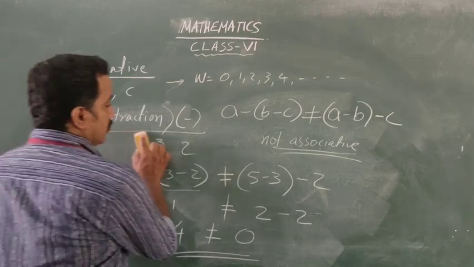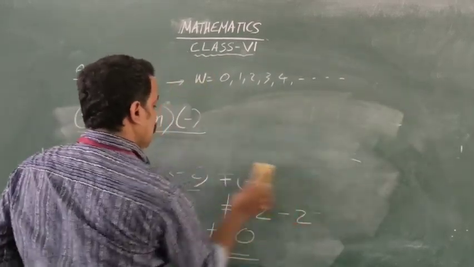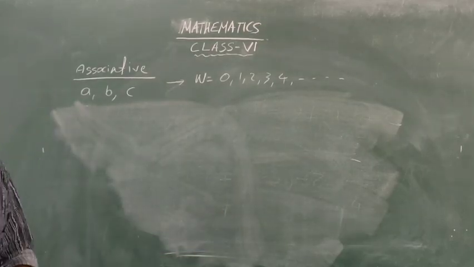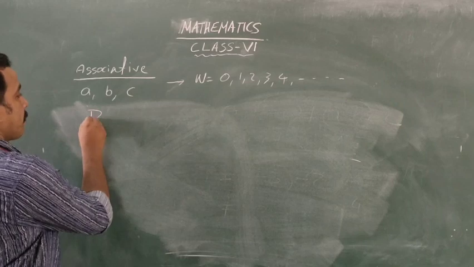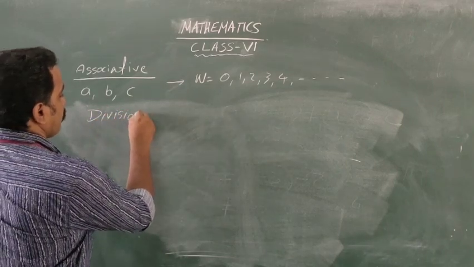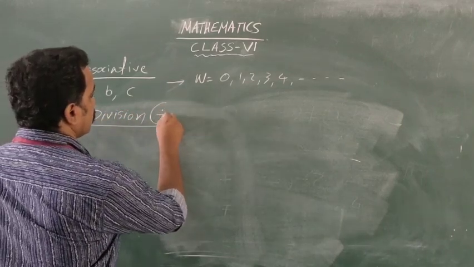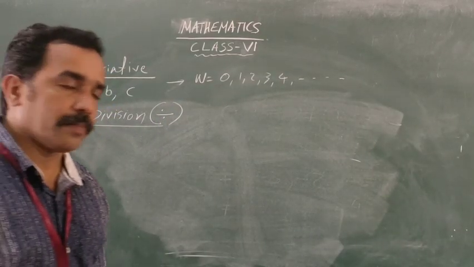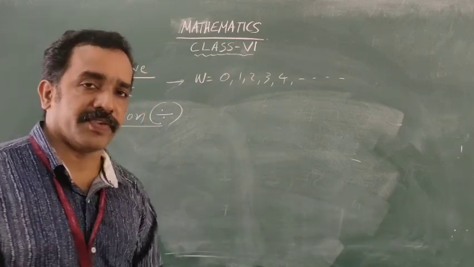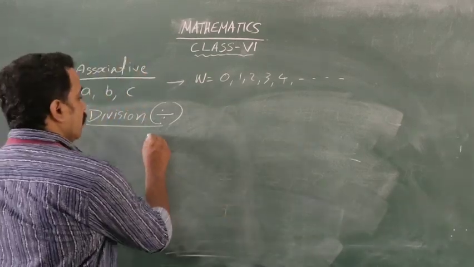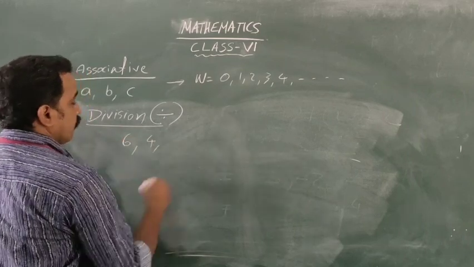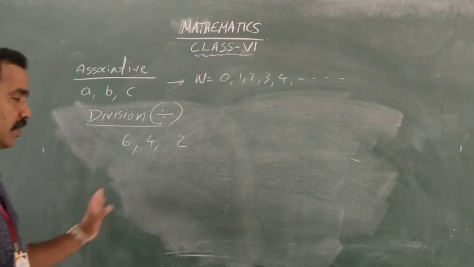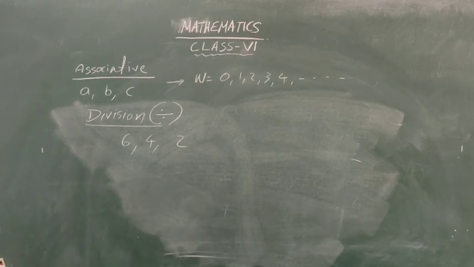Addition, multiplication we already saw, it is associative. Now see the next operation, division. This is division. In case of 3 whole numbers a, b and c, any 3 whole numbers we can take. Let us take 6, 4 and 2. 3 whole numbers 6, 4 and 2.